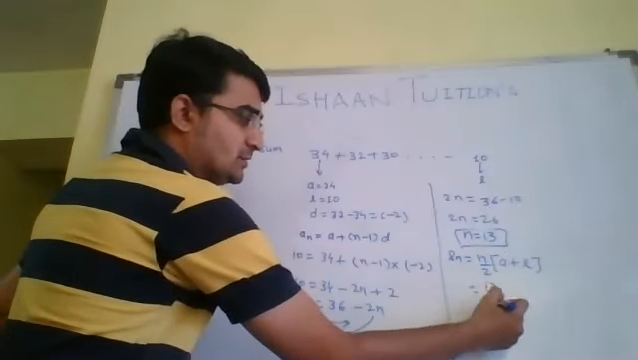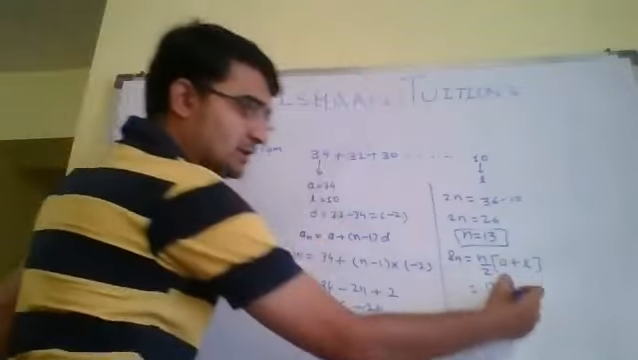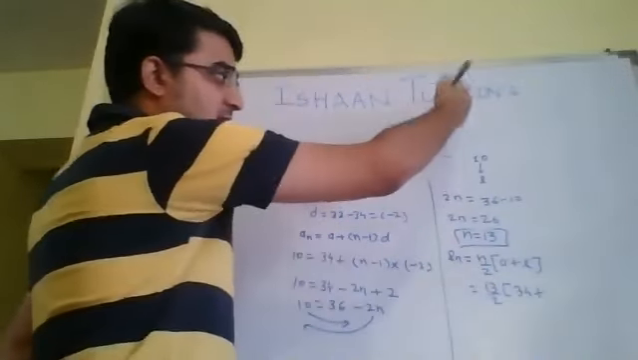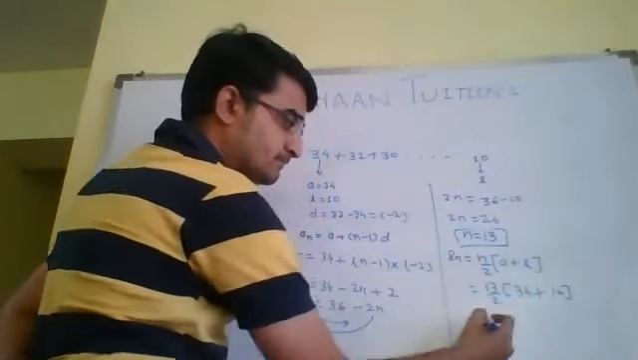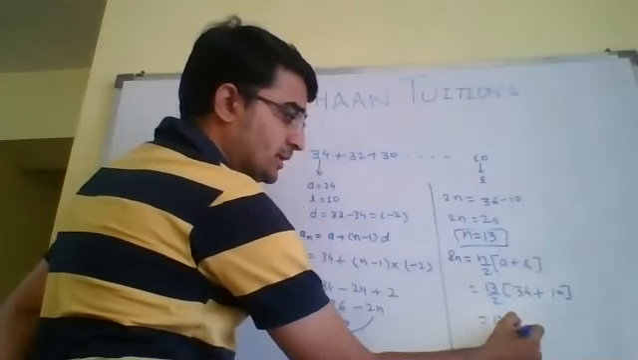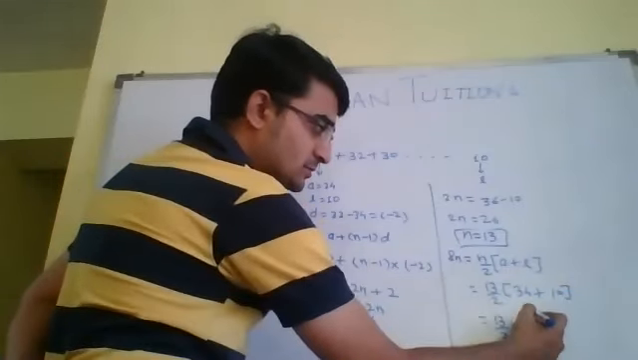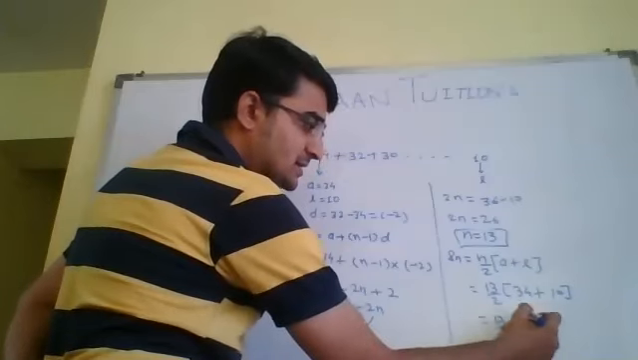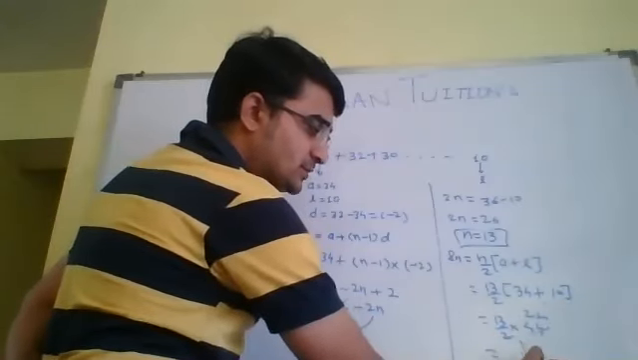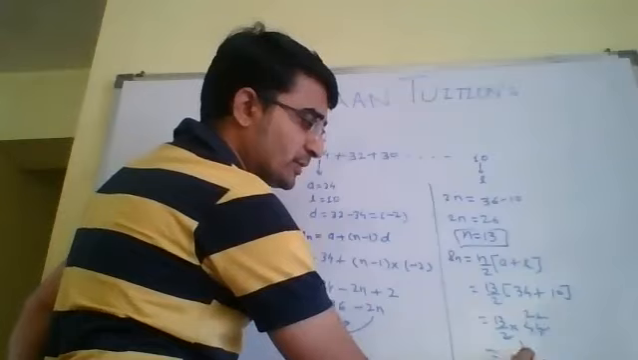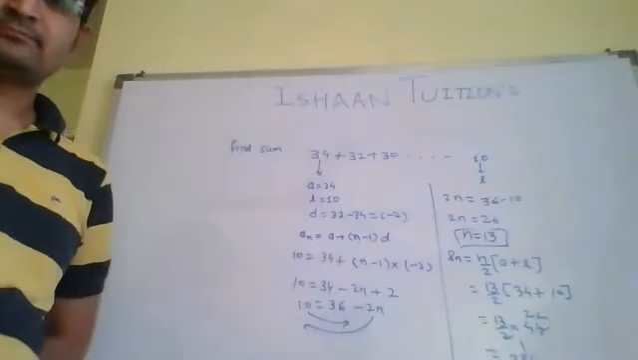So n is 13 divided by 2. A is the first term, 34, plus l, the last term, 10. 13 by 2 into all this will become 44. Cancel, 22. 22 times 13 is 26, carry 2, 22 plus 2, 28. That's the answer.